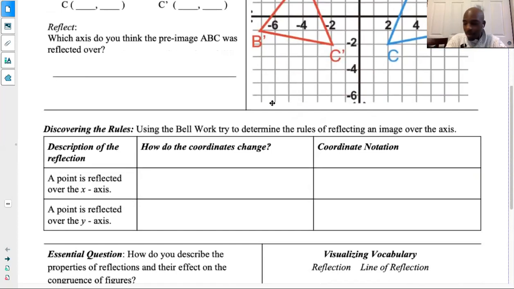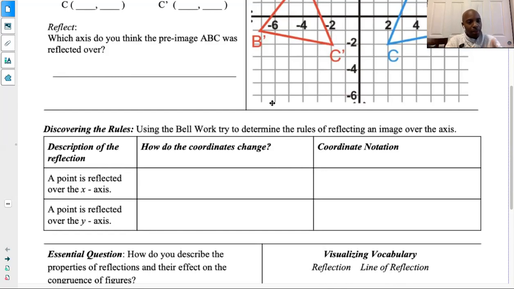A was 4, 3, and A prime was -4, 3, right? Only thing that changed when we flipped it over the y-axis was the x values, right? And the reverse is true as well. So when we look at changing coordinates, when we're flipping them over, whether it's the x-axis or the y-axis, there's something that happens.